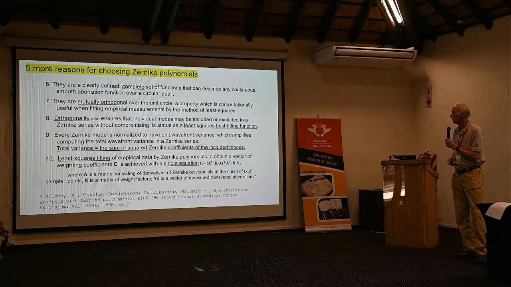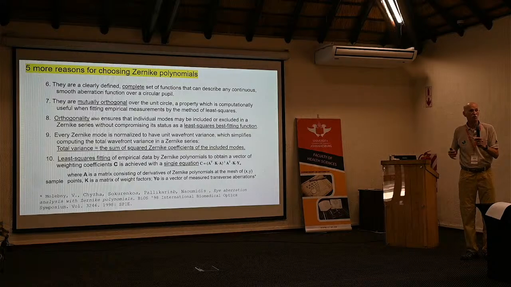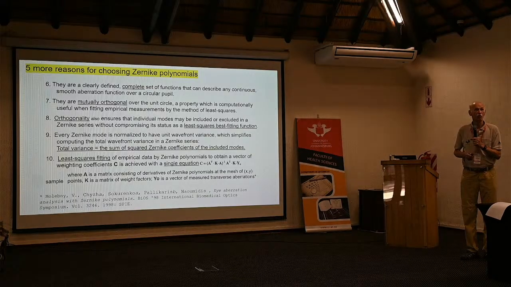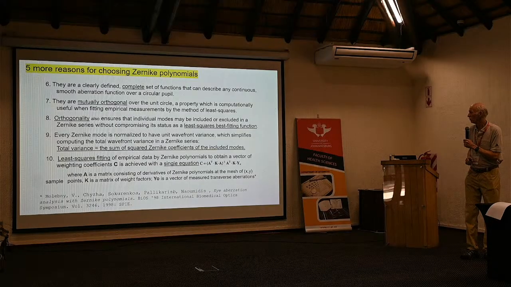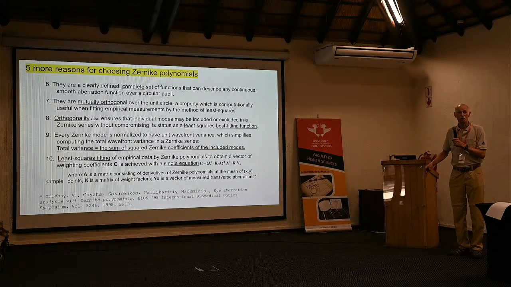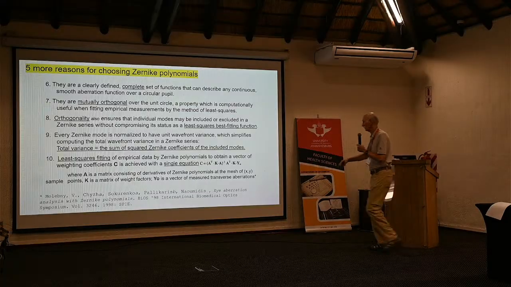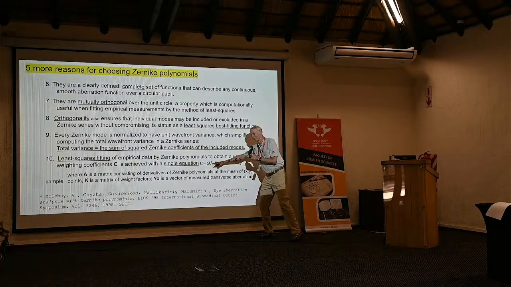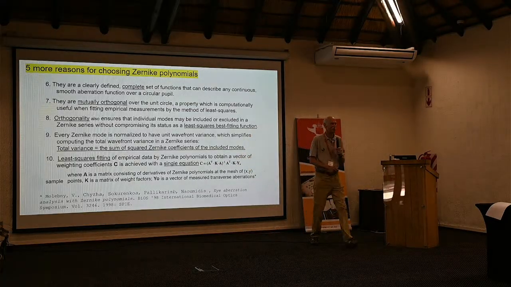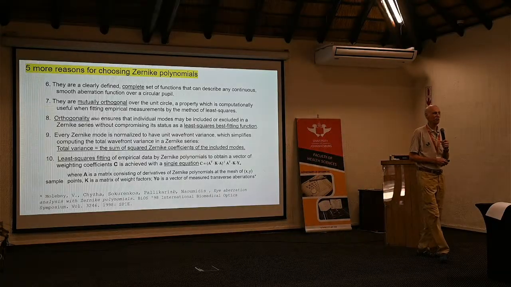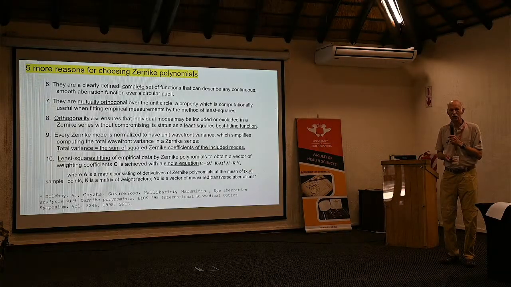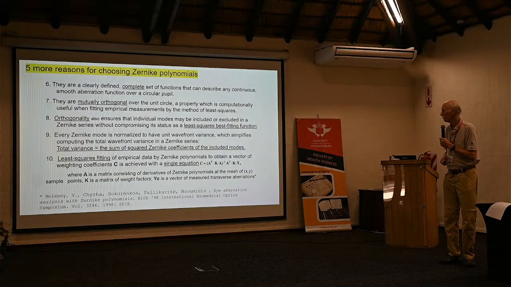Number 9, every Zernike mode is normalized to have unit variance. That makes it easy to distribute the total amount of wavefront error into the different modes, because you just add up the sum of squares of the Zernike coefficients. And least squares fitting of empirical data by Zernike polynomial is a simple linear equation. This is for Tanya. Linear optics, look at that. And that beautiful linear algebra calculation. That's the way you compute the Zernike coefficients by a least squares fitting technique.